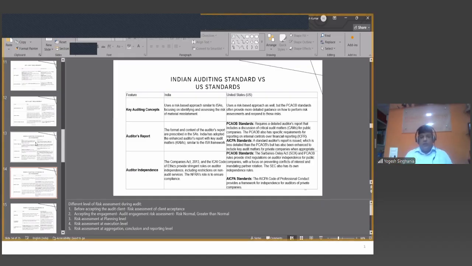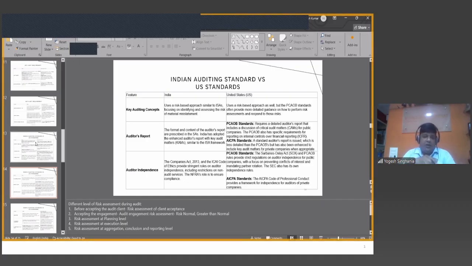For the auditor's report, our format mostly comes from the auditing standard itself, whereas in the case of PCAOB and AICPA standards, they have a standard on the modified opinion, as well as on what are the things which should be there in the audit opinion. Also there is a report framework for integrated audit which is given in the PCAOB. There is a separate standard for that as well.